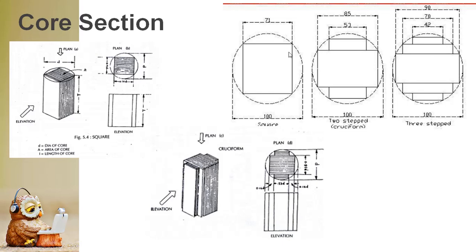You should remember always, for single step, the side depends upon the diameter. It is 71% of the diameter, 85% of the diameter, 53% of the diameter, and for 3 step it is 90, 70 and then 42. You should remember these values to develop or to draw the sectional plan of a core. This is called a section plan of a core. I have not included the winding here, just a section plan of the core.